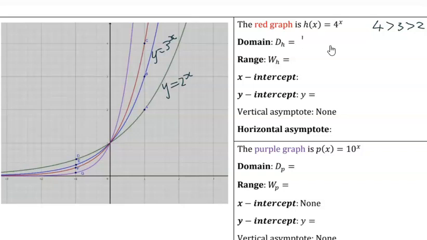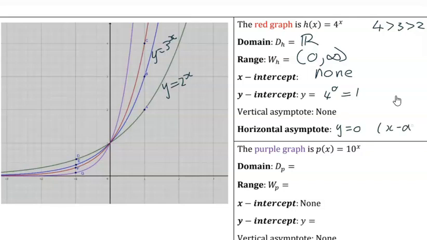So first of all, the domain is still R and the range is exactly the same. Again, we have no x-intercept, and the y-intercept will be 4 to the 0, which is also 1. So again, it goes through the same point there. There's no vertical asymptote, and the horizontal asymptote will also be y equal to 0 or the x-axis.